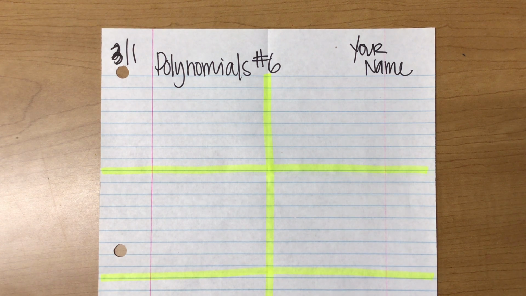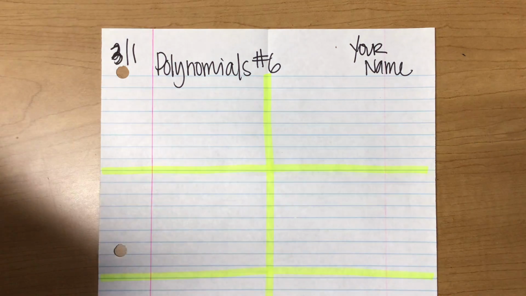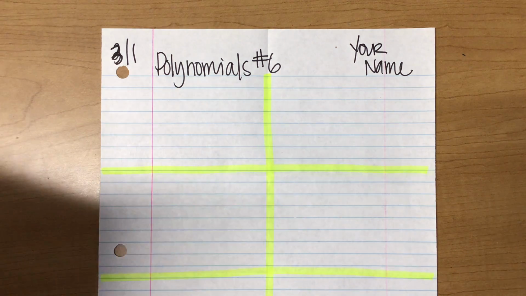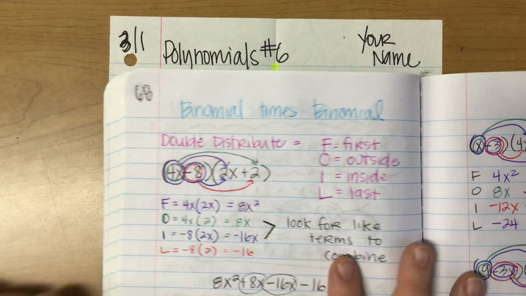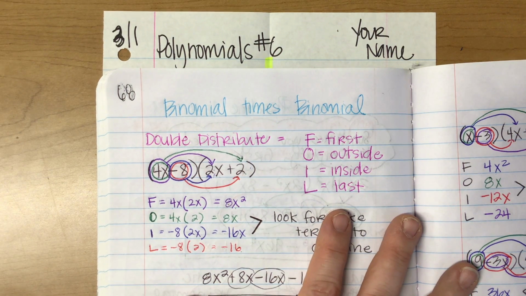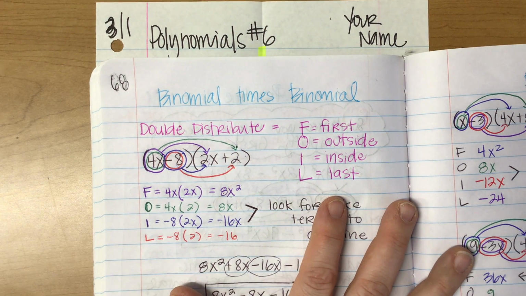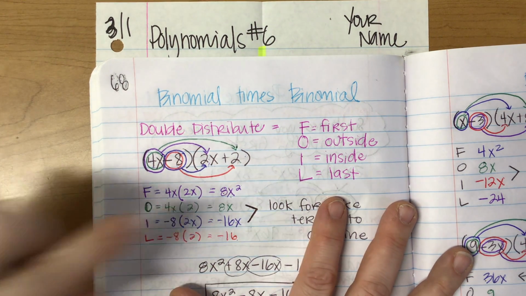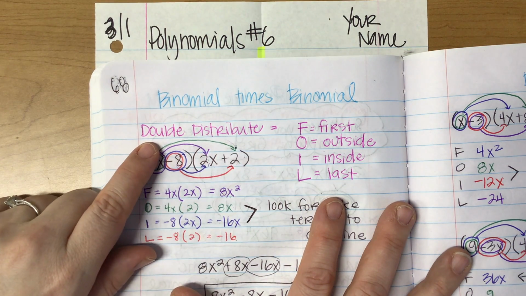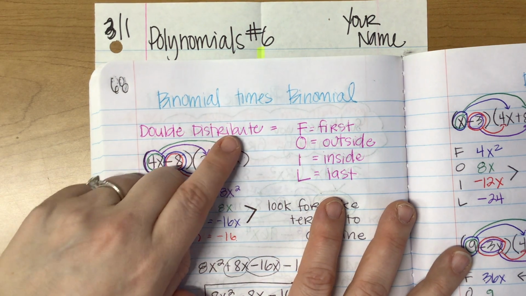And that new skill is called foiling. FOIL. It's a binomial times a binomial. It is only used in that one special circumstance: a binomial times a binomial. And so this skill is called FOIL. It's just double distributive property.